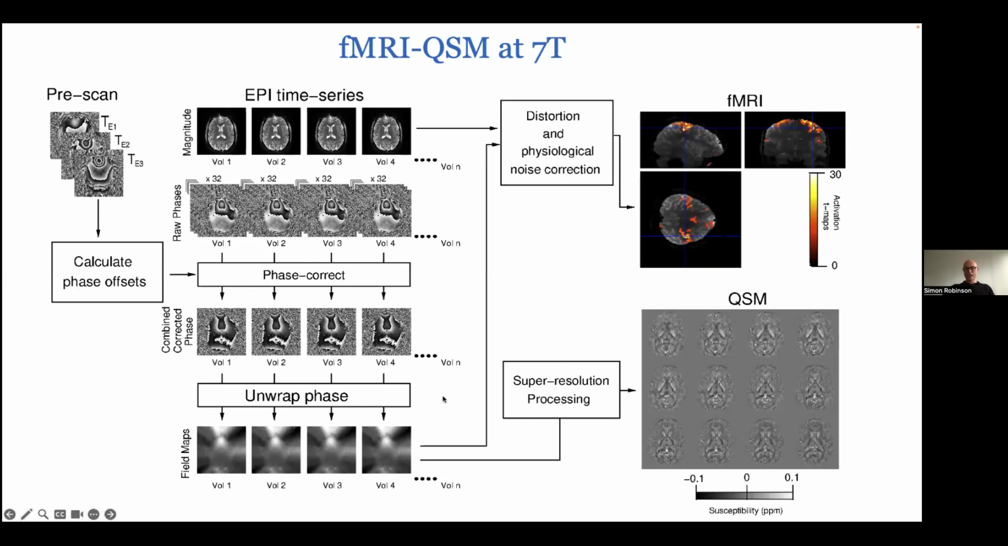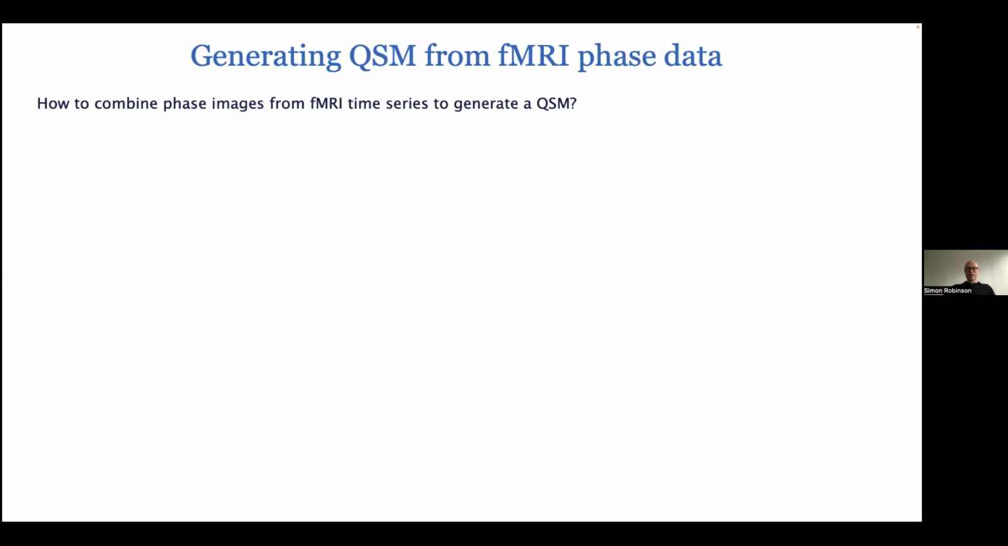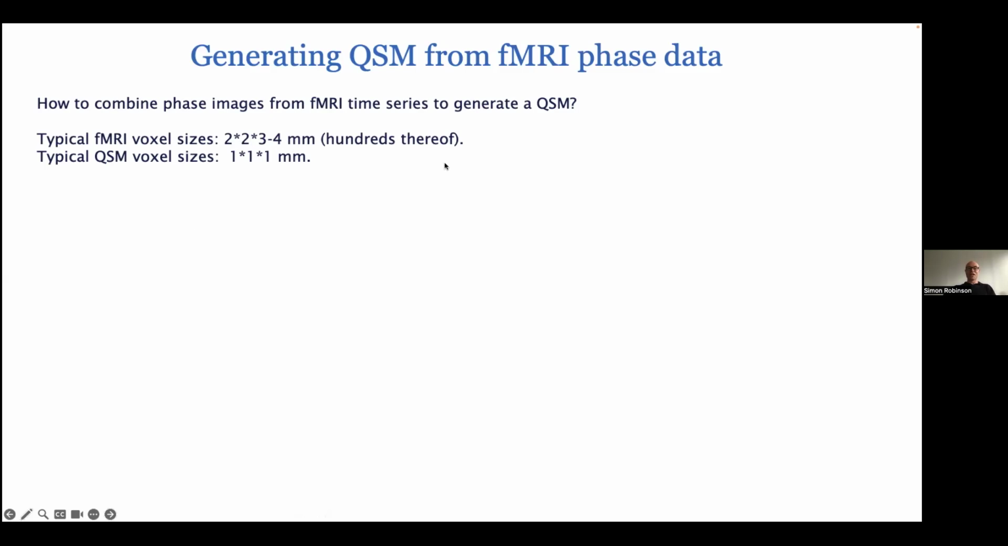And the final thing I want to look at is super resolution processing of these field maps, to see if we can extract a decent quantitative susceptibility map. Okay, so how do we go about combining the phase images from an fMRI time series to generate QSM? In fMRI, we've got voxel sizes which are typically higher than this at ultra high field, but not fantastic resolutions. They're like 2 by 2 by 3 to 4, and hundreds of them. And in QSM, we ideally want a susceptibility map with a resolution of something like 1 millimeter isotropic.